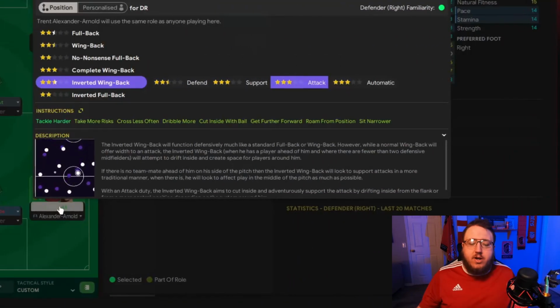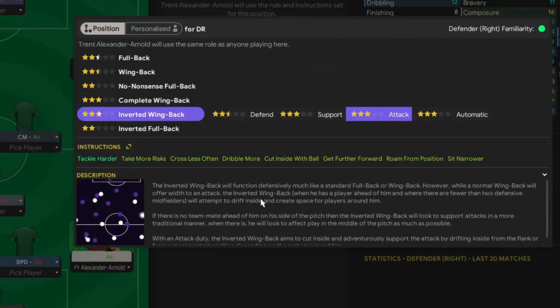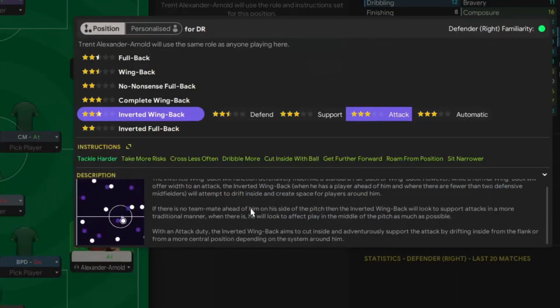What is an inverted wingback? An inverted wingback will function defensively much like a standard fullback or wingback. However, while a normal wingback will offer width to an attack, the inverted wingback, when he has a player ahead of him and where there are fewer than 2 defensive midfielders, will attempt to drift inside and create space for players around him. If there is no teammate ahead of him on his side of the pitch, then the inverted wingback will look to support attacks in a more traditional manner. When there is, he will look to affect the play in the middle of the pitch as much as possible.